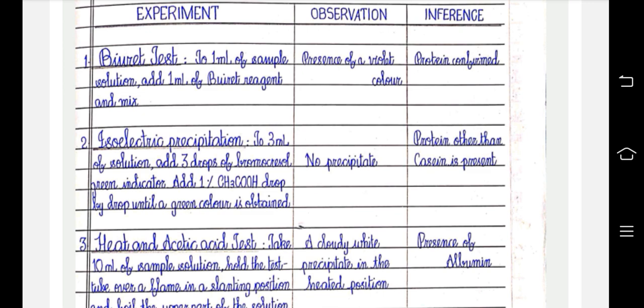No precipitate. That means protein other than casein is present. Albumin to a greater extent.